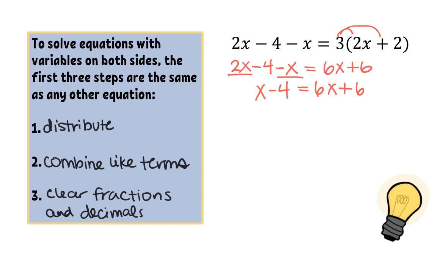My last step, that is similar for every other equation, is to clear any fractions or decimals you have in the equation. In this case, we don't have any. All of our values are whole numbers so far, so we can skip that step for now. So now, we're going to start moving into what makes this equation unique.